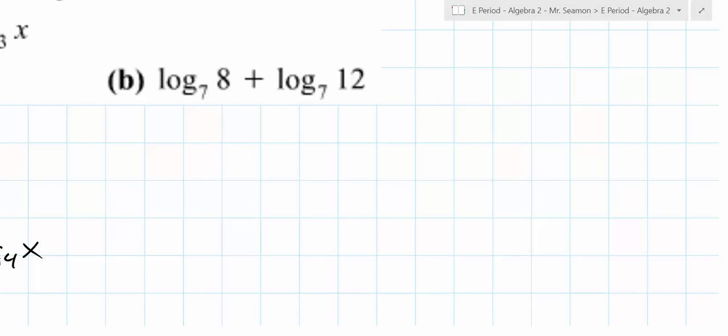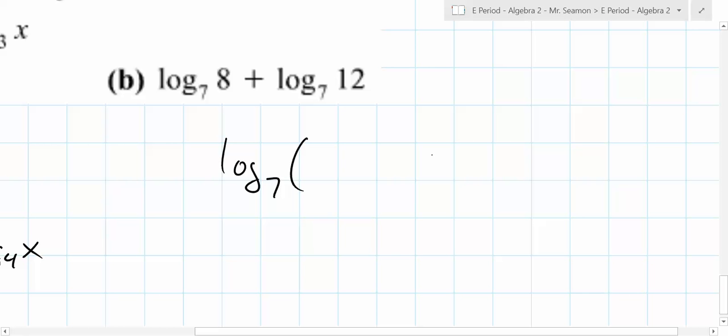Do they have the same base? Yeah. So does the rule apply? Yeah. If they don't have the same base, you're going to learn what you have to do later. Different bases, you have to do a totally different thing, but you have to make the same bases first. It's like when you add fractions. Can you add fractions without a common denominator? No, it's the same thing here. So what does plus mean? Yep. So log base 7 of 8 times 12.